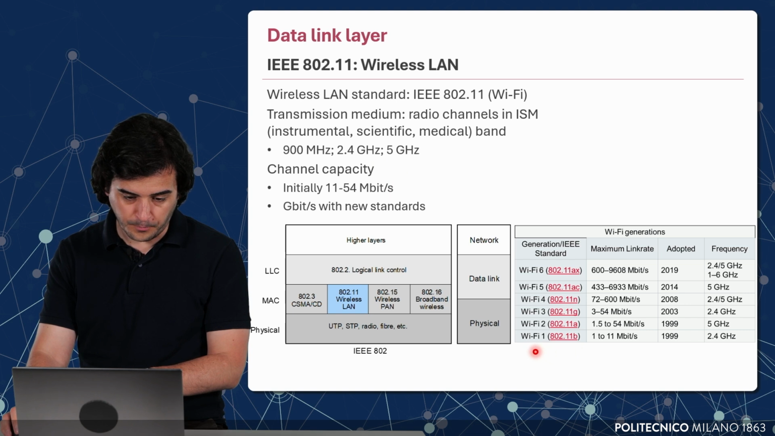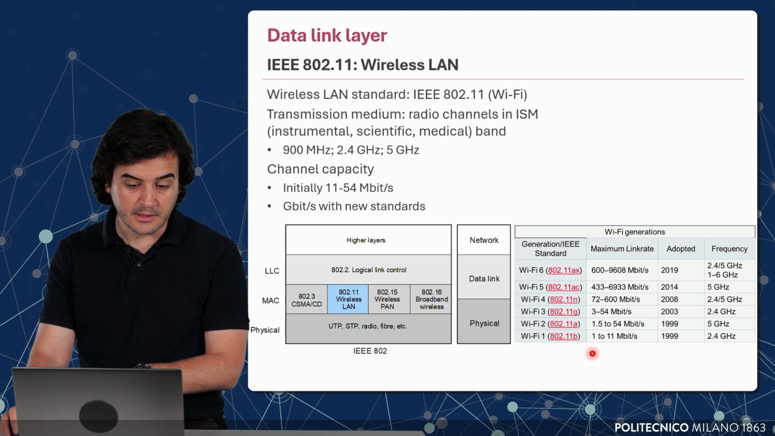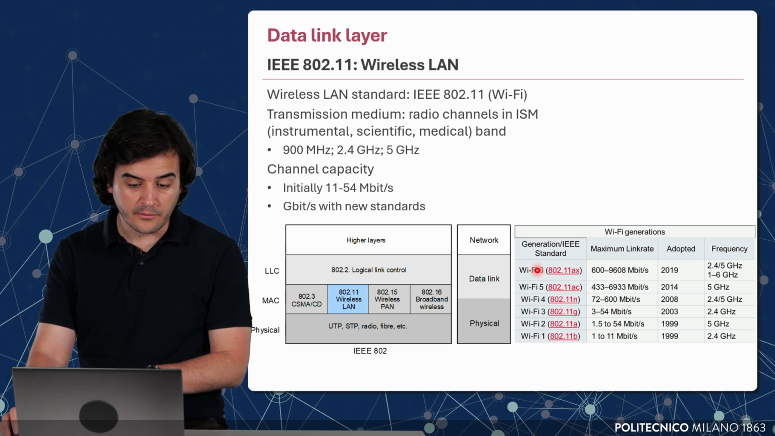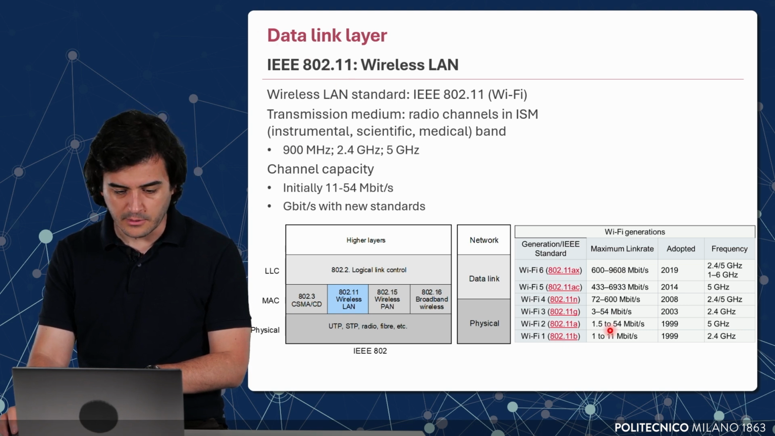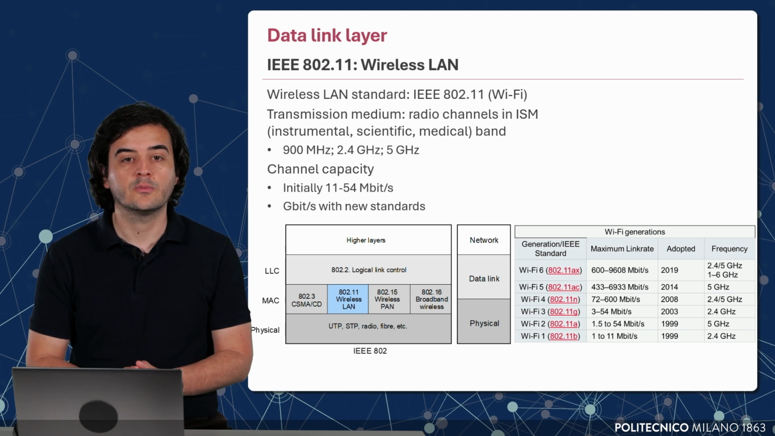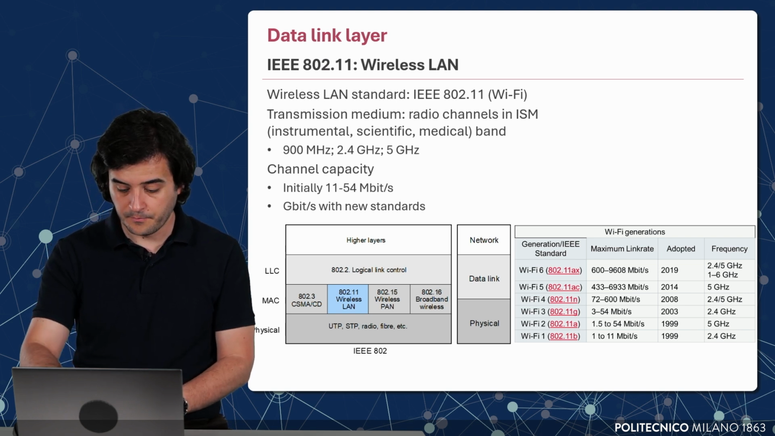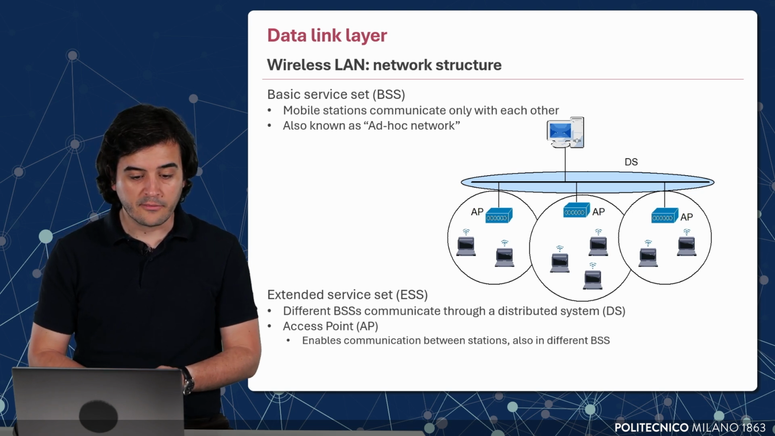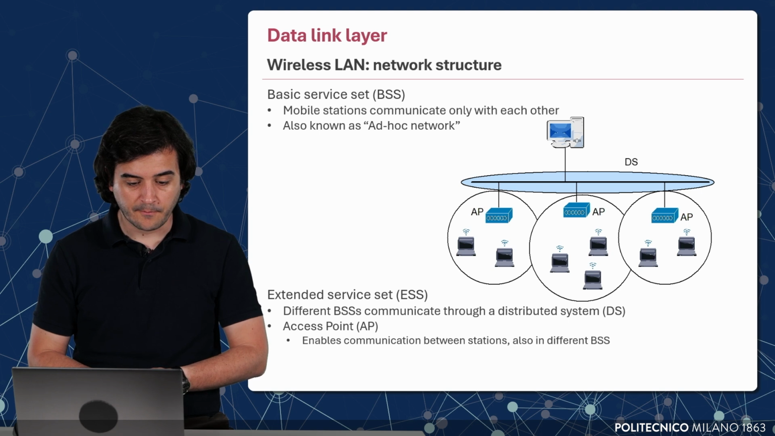Here we see that Wi-Fi from its earlier version, Wi-Fi 1, up to the latest version, which is Wi-Fi 6, there are significant differences in the maximum link rate that can be provided, but also each of these refers to a specific definition by the 802.11 working group. Of course, there are also some differences in the frequencies that are used, depending also on the maximum link rate that we can provide. When we talk about the wireless LAN, we need to also define what is the network structure. We define the basic service set and the extended service set.